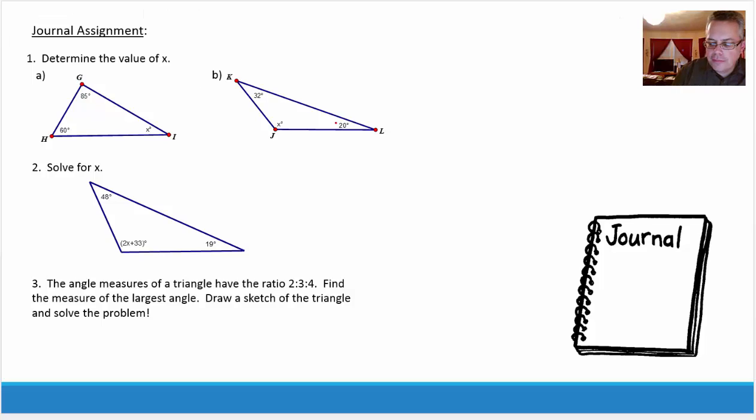kind of like we did in the figure. It doesn't have to be accurate, and label it. And we want to find a triangle that has angle measures with ratio 2 to 3 to 4. So just follow the examples, and we'll check it in class.